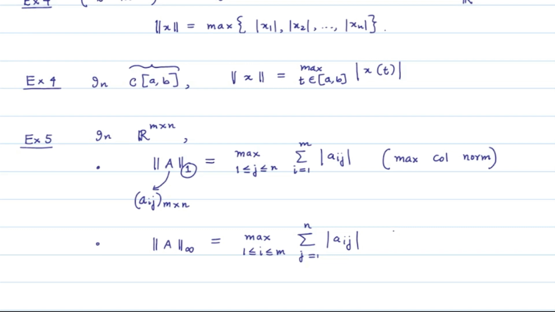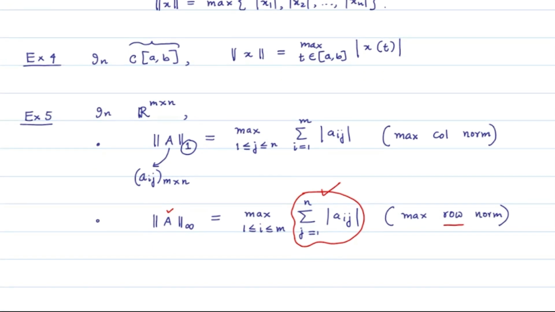This infinity norm of a matrix is also called maximum row norm because we notice that this quantity finds the sum of absolute values of all the entries of the ith row. You compute now all these m quantities corresponding to the m rows of the matrix A and then find the maximum of all these m entries. You will get the infinity norm of the matrix A, and thus it is called the maximum row norm.